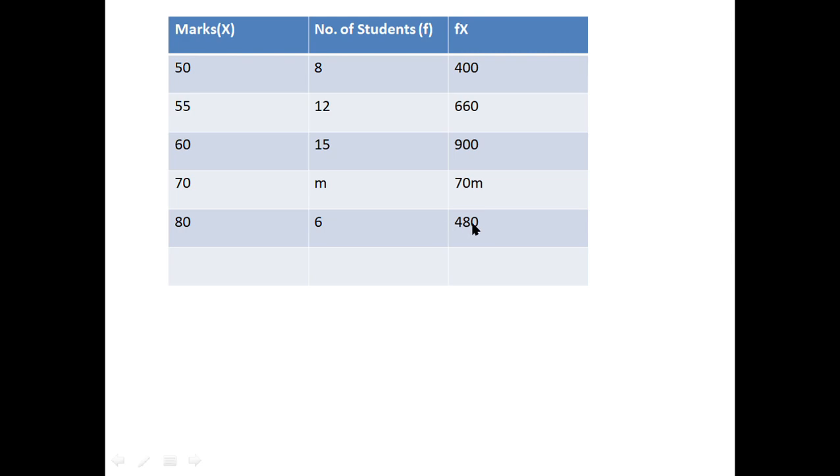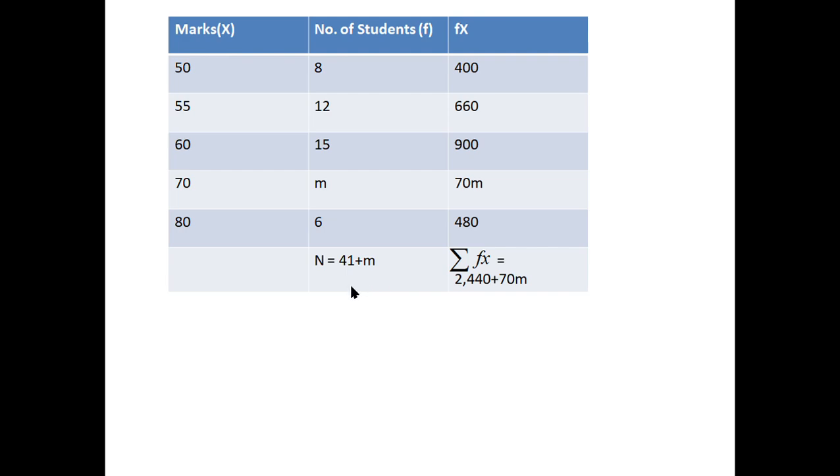Now what I have to do is add all these fx, right? And the number, the frequency, we also have to add. First the frequency is added, m separately, and then 6 plus 15 plus 12 plus 8 is 41. So the total number of students is 41 plus m, and summation fx is 70m kept separately, and these 400, 660, 900, and 480 added become 2440. So summation fx is 2440 plus 70m. So we have now obtained summation fx and n both.